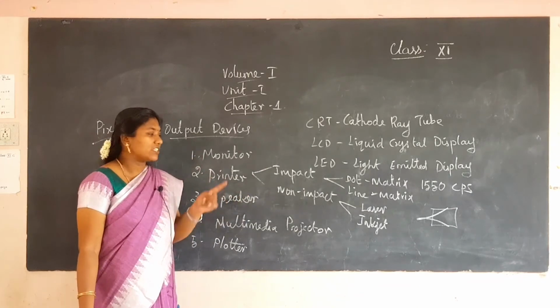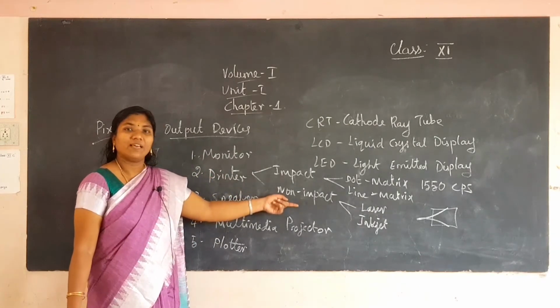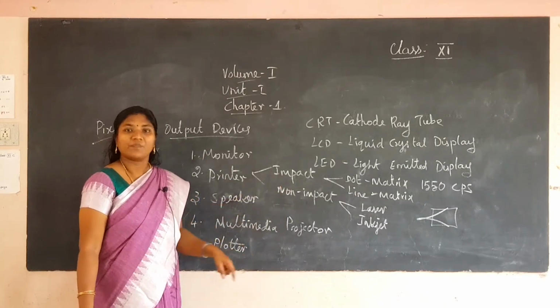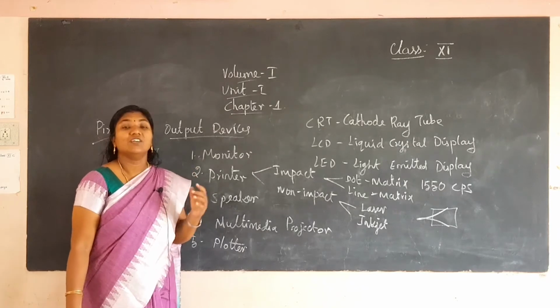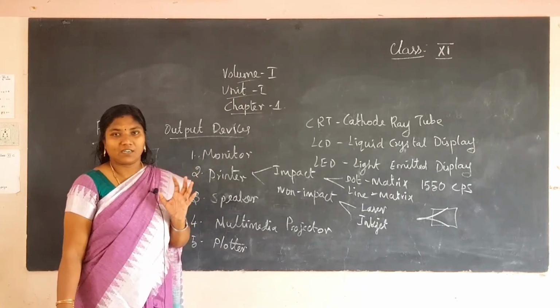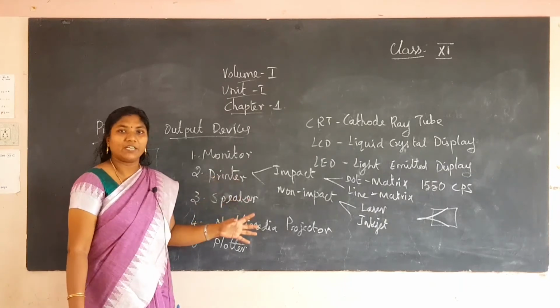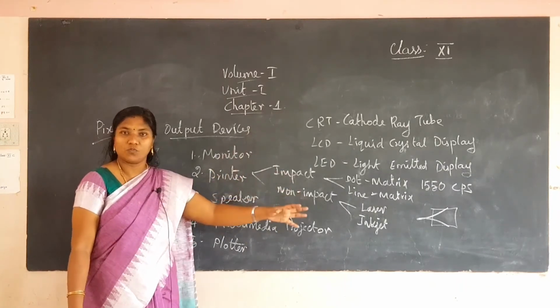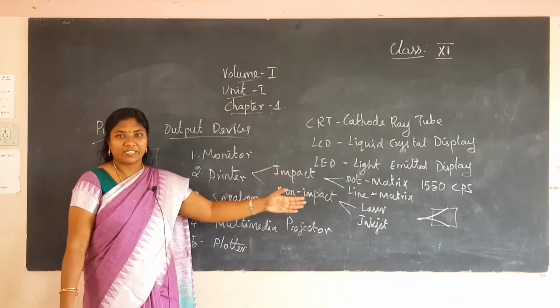In impact printers you will have dot matrix and line matrix, and in non-impact you will have laser and inkjet. This is also one of the 5 mark questions that will be asked, that is, explain printers in output devices. At that time you have to explain what a printer is, what its types are, how it works, and what the capacity of each type of printer is.